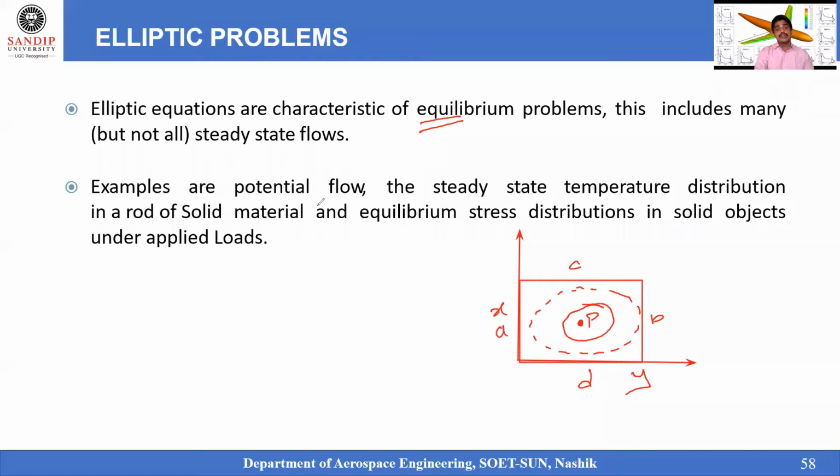Now we are talking about the potential flows. When you are talking about the potential flows, there is the steady state temperature distribution happening in the solid material, and in this case you can see an equilibrium distribution. That is an equilibrium stress distribution in solid objects. Under applied conditions, these equations will be valid.